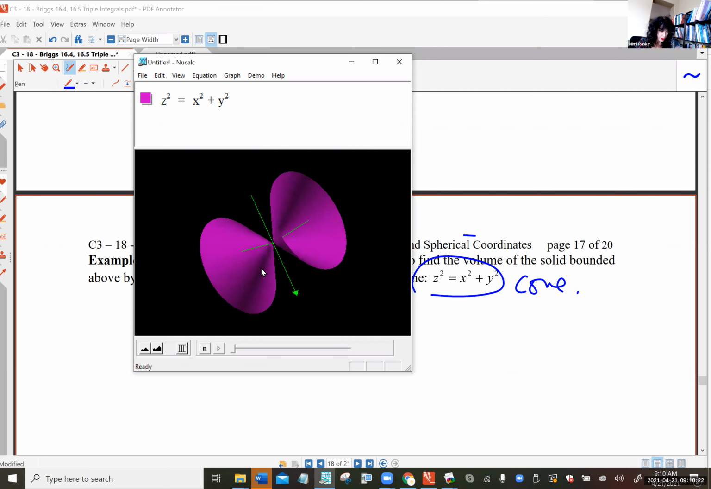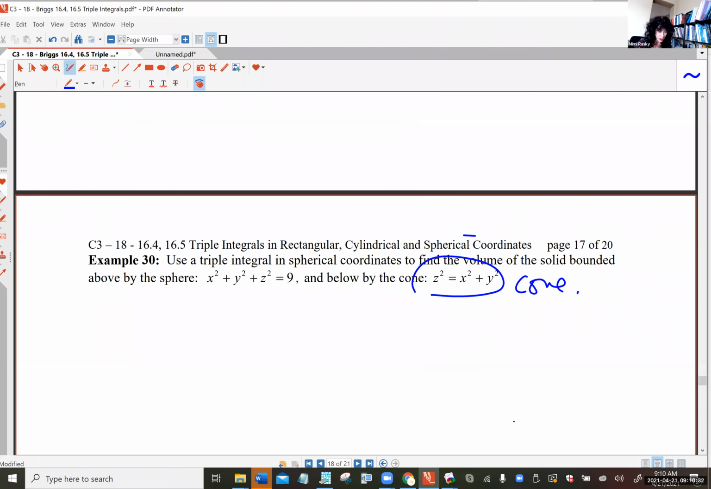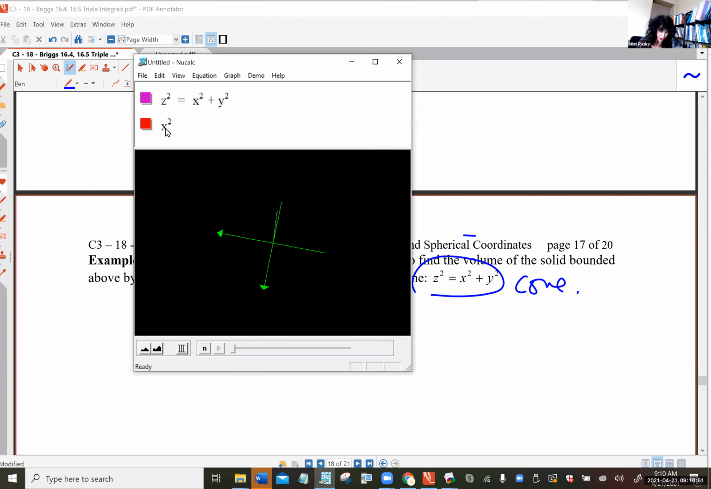So if I turn this around, you can see, ooh, double napped cone. That is beautiful. All right, nice. Okay, and then what else am I looking at here? Well, I've got x squared plus y squared plus z squared equals 9. I hope you guys can appreciate that that is a sphere of radius what? 3. So what I'm looking for now is the intersection of these two surfaces that's going to form the boundary of my solid.